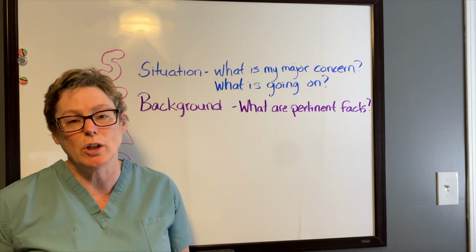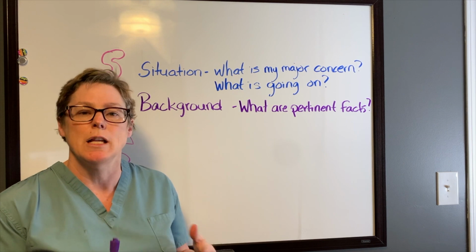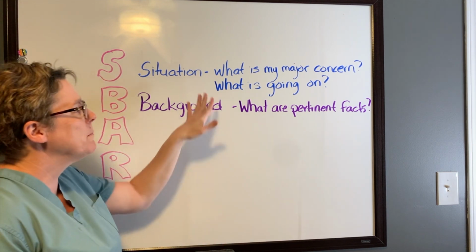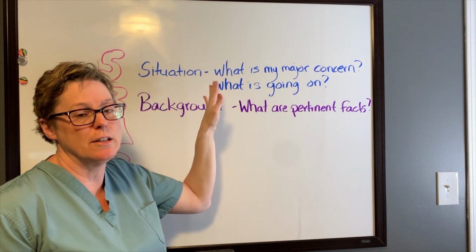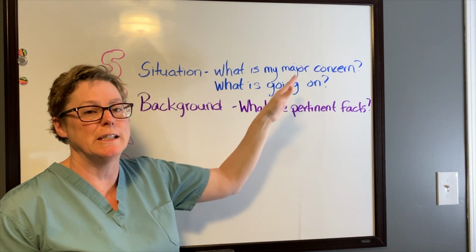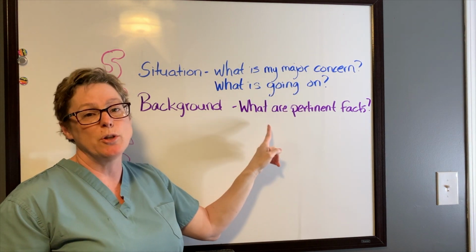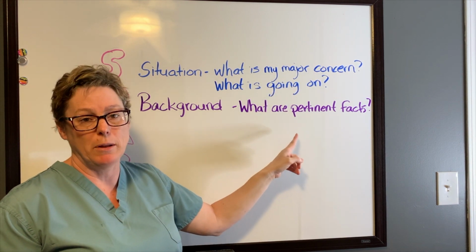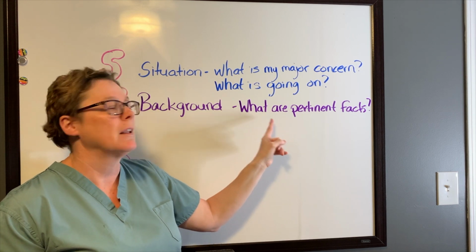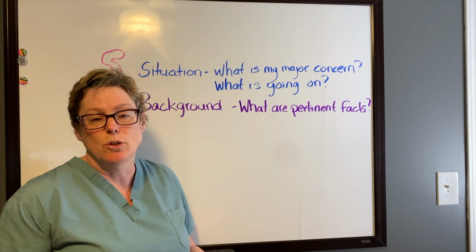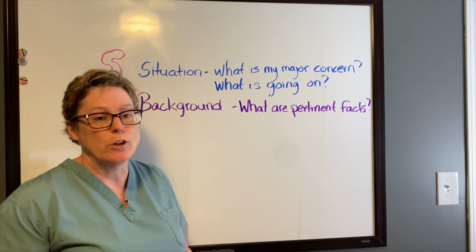Now in background, we're looking at the pertinent facts. So this is the patient's admission diagnosis and medical history. So if I were to build on Mr. Terry Manor is on the ground crying in pain, holding his knee, current situation. The background is he's post-op day 3 for a knee replacement to the right side, and his medications are morphine, 2 milligrams every 12 hours.